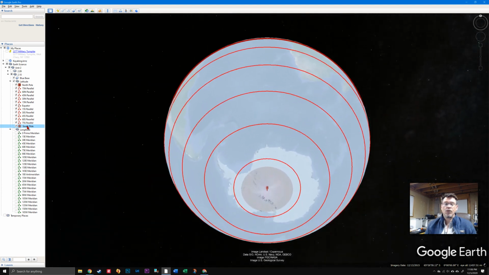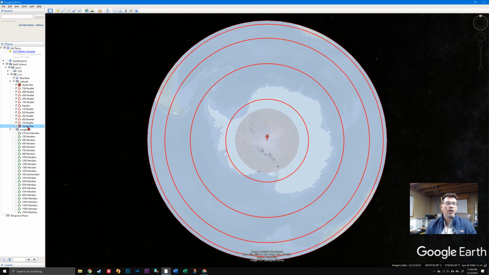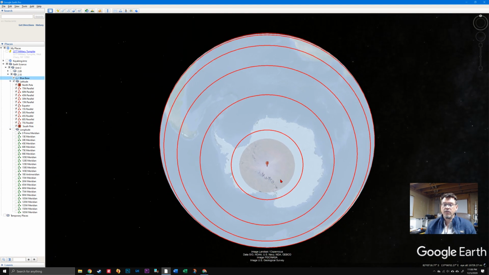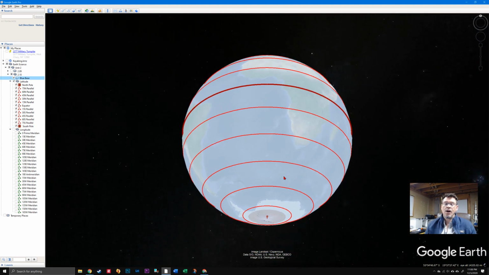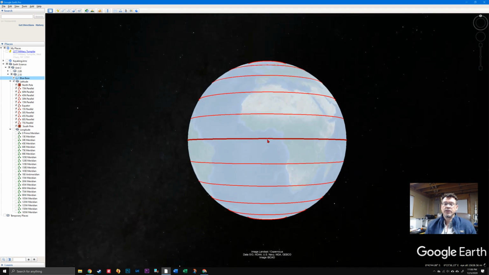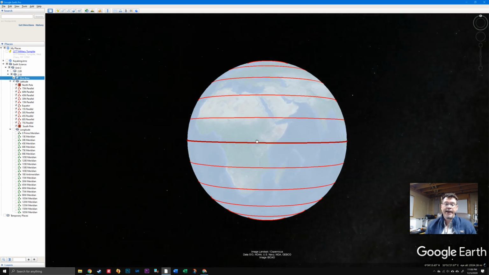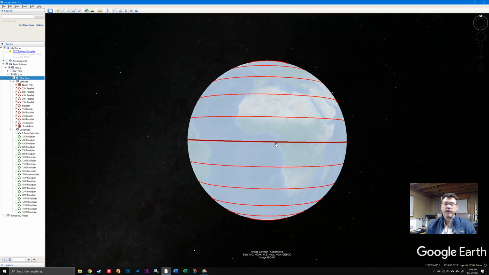All right, so that's a quick review of latitude in 3 dimensions. Remember that we're measuring from the equator at an angle to the parallel. And we can do that in any direction we want because we're only interested in going north or south. All right, so that's the review.